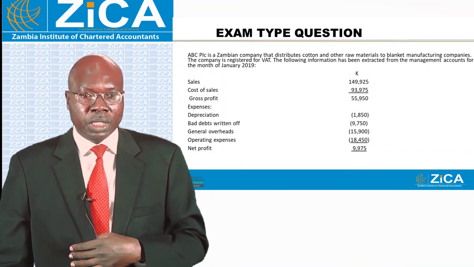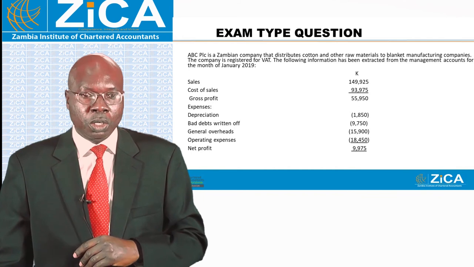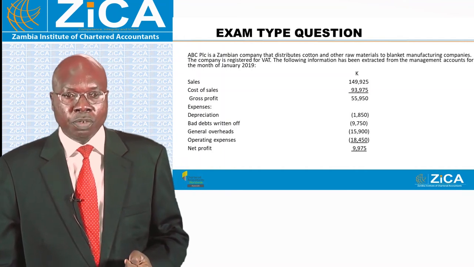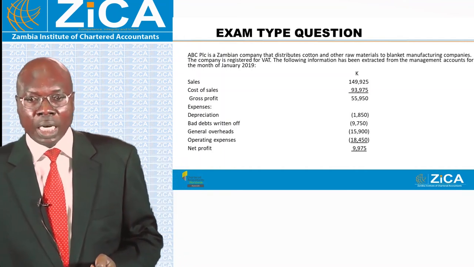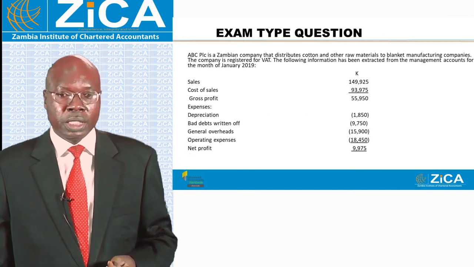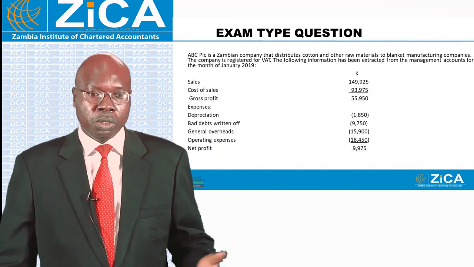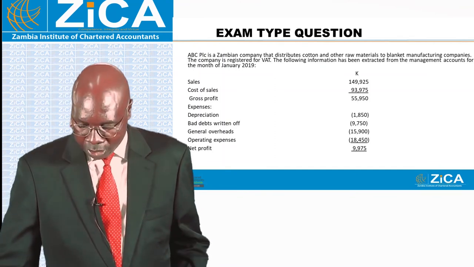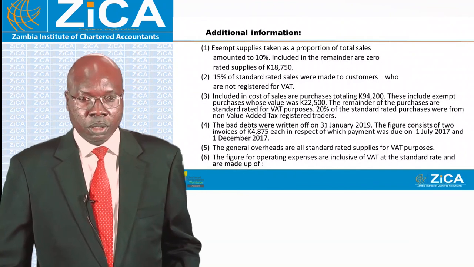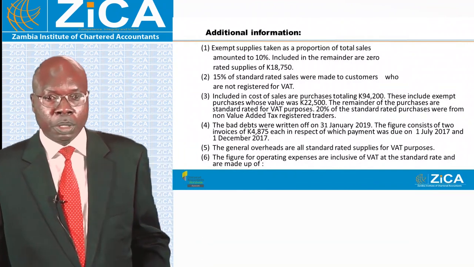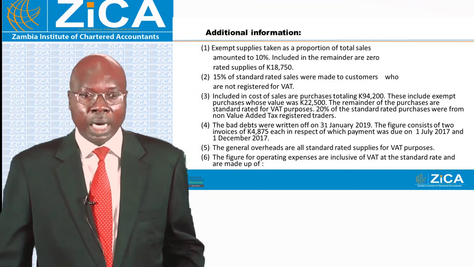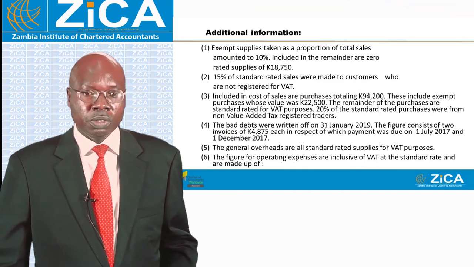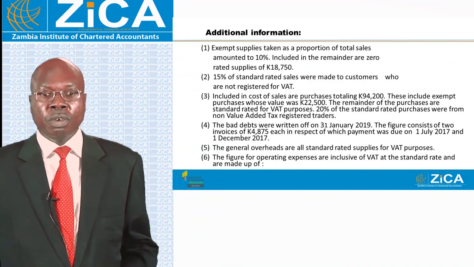it says the ABC PLC is a Zambian company that distributes cotton and other raw materials to blanket manufacturing companies. The company is registered for VAT, and the following information has been extracted from the management accounts for the month of January 2019. You have the sales there, cost of sales, gross profit, expenses, depreciation, bad debts written off, general expenses, operating expenses, and net profit. So exempt supply is taken as a proportion of total sales amounting to 10% and included in the remainder are zero rated supplies of 18,750.